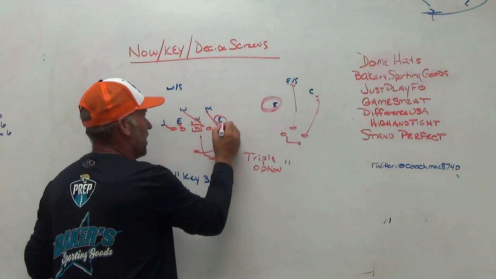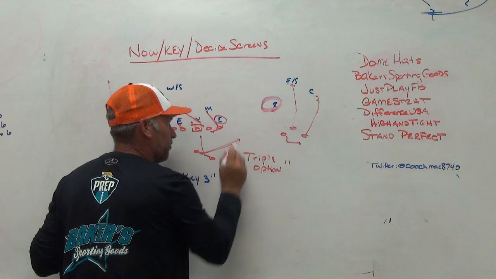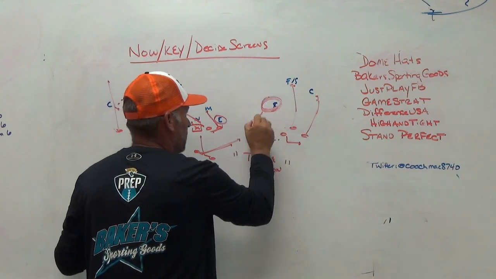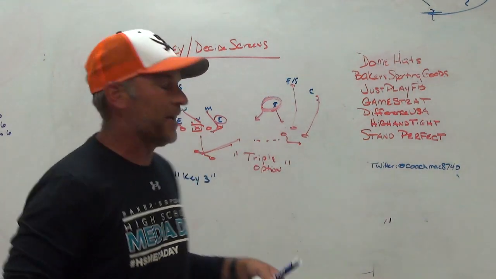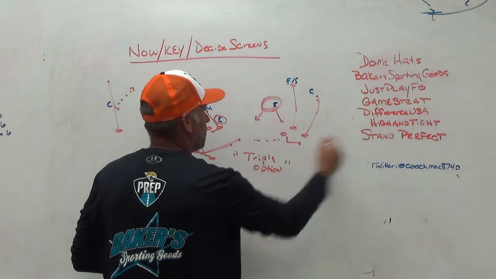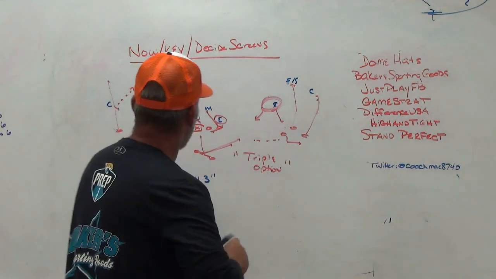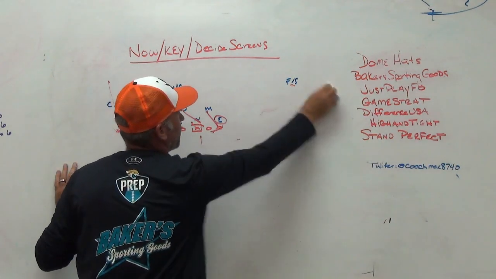Well, on a key screen, we don't, because he's going to be part of the triple. So if we go inside zone and we get a squeeze and we get a pull, when we race out here to the perimeter, we now know that we have the option based off what that nickel does. We now know that the quarterback has the option to throw the back out screen.